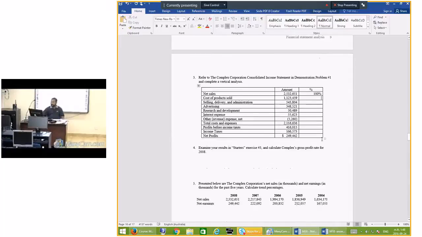Okay, now go to question number 4. Calculate the gross profit rate for 2008. How to calculate the gross profit? Gross profit means net sales minus cost of products sold. Then you can find the gross profit.